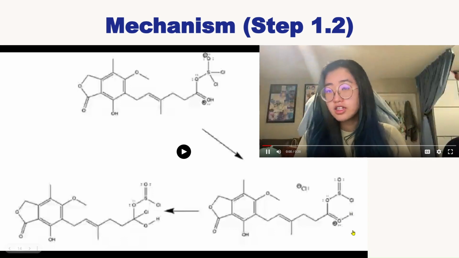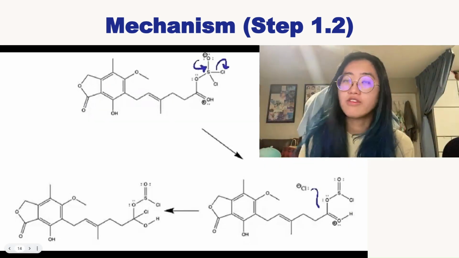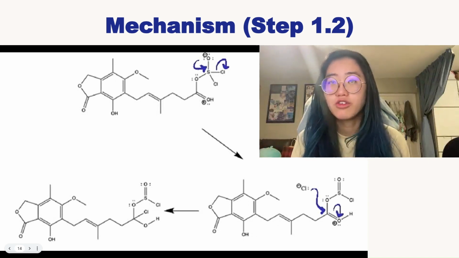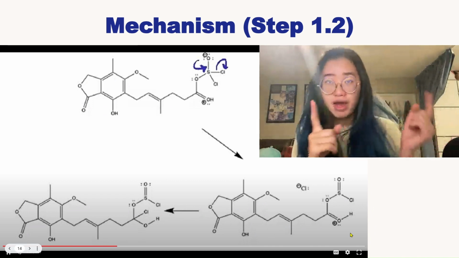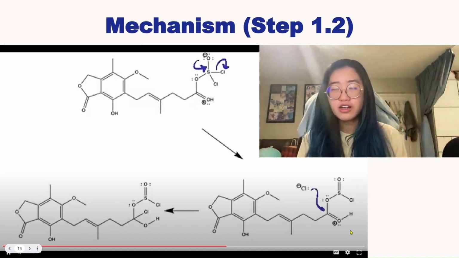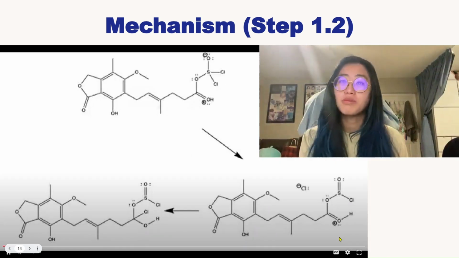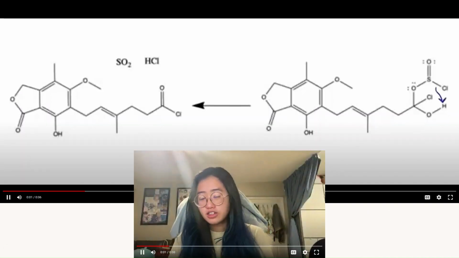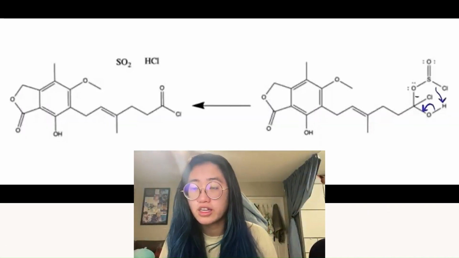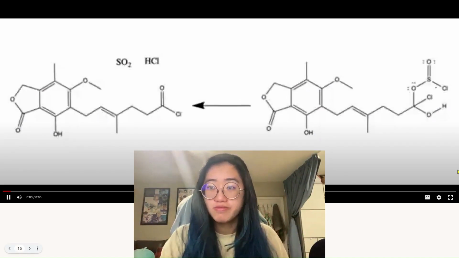The electrons on this negatively charged oxygen are going to kick back down, which then kicks chloride off as a leaving group as it forms that sulfur-oxygen double bond. Then the chlorine that is a leaving group is going to come back and attack as a nucleophile, attack the carbonyl carbon, which then kicks up the electrons from the carbonyl bond onto the positively charged oxygen. Finally, the electrons are going to move intramolecularly in order to form HCl, SO2, and the final carbonyl group.